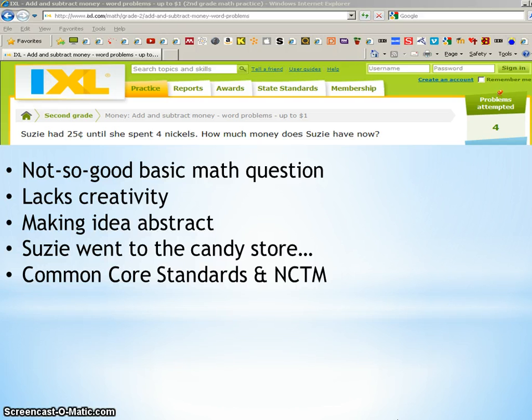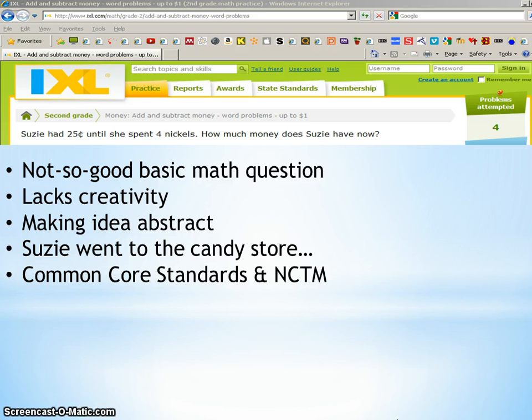Now we're going to look at some examples of not so good math questions, and this is an example of a not so good basic math question. One of the reasons that it falls in that category, first of all, is that this problem lacks creativity, and a problem such as this one is making the idea of money and spending money very abstract for second graders. It's not in a real life context.